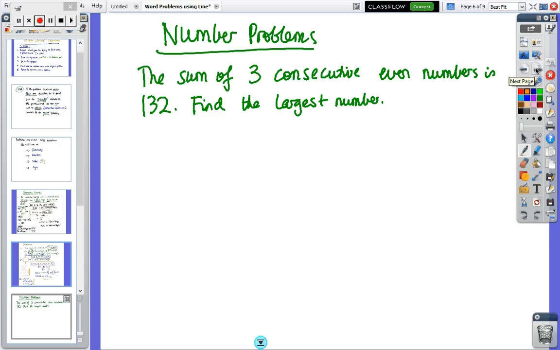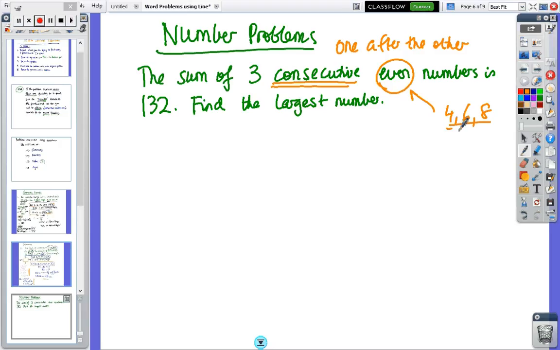Okay, so now we're looking at number problems, and I'll just give you one example for each of these next ones. Okay, so I've got the word consecutive, which means one after the other. So 1, 2, 3, they're consecutive numbers. 3, 4, 5, they're consecutive numbers. But in this particular case, I've got consecutive even. So 2, 4, 6, 6, 8, 10. So e.g., 4, 6, 8 are 3 consecutive numbers, and they're even.